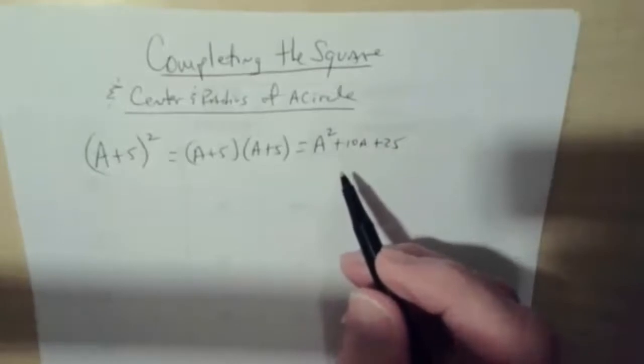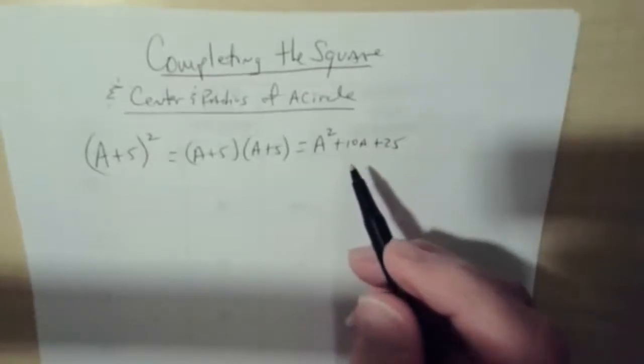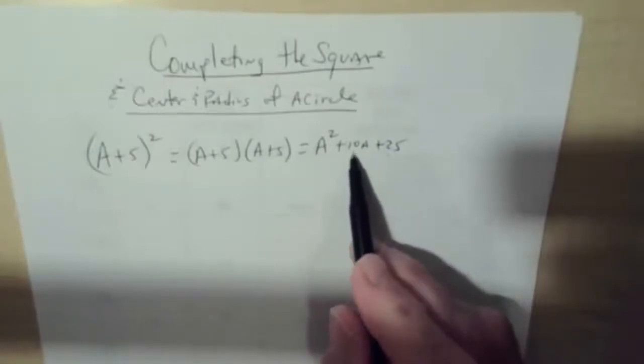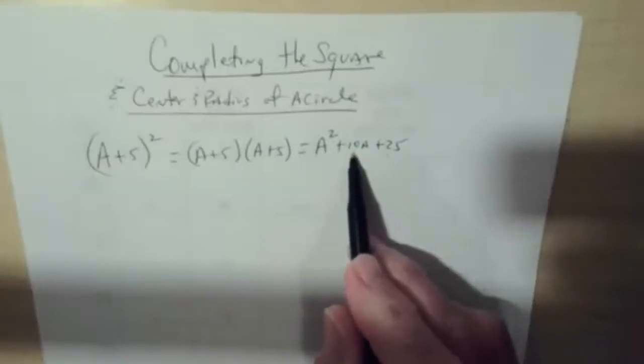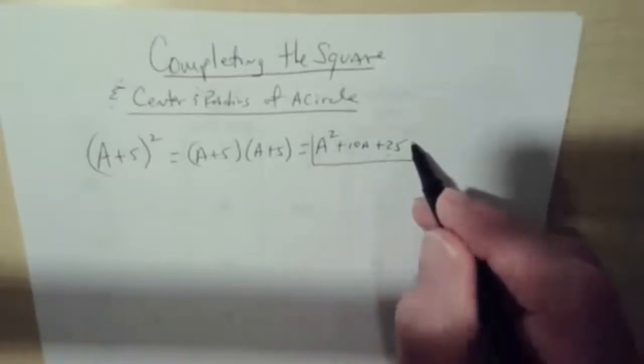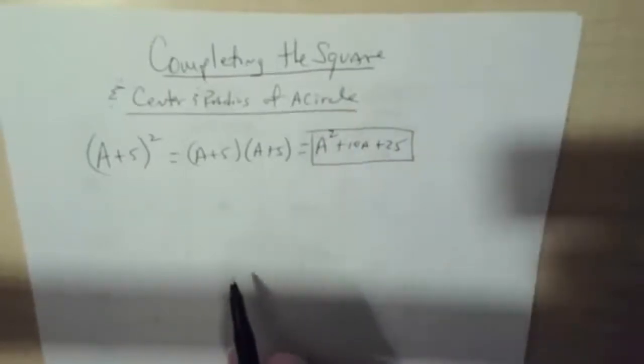Now, if you'll notice, 25 is half of the linear term squared. If you take half of 10, it's 5, and 5 squared is 25. That's kind of the basis for what we're going to do when we're completing the square.